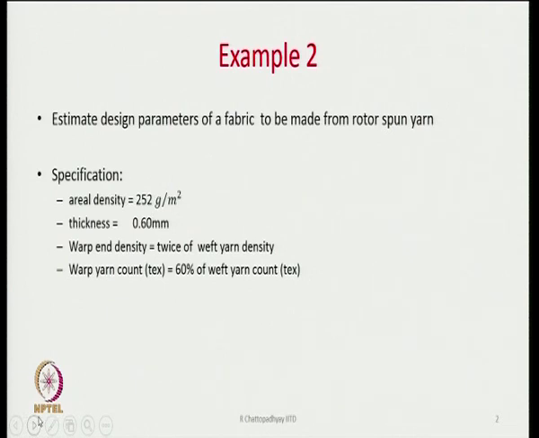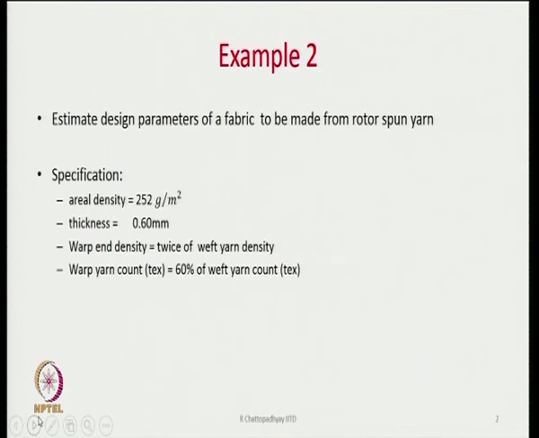Let us say we have to estimate the design parameters of a fabric to be made from rotor spun yarns. All right. So, the yarn has been specified. The designer need not find out which yarn he has to choose, whether ring yarn, rotor yarn, or combed yarn. That is not important now. It has been specified that the yarn to be chosen is rotor spun. The specifications that we have to meet are the technical requirements.